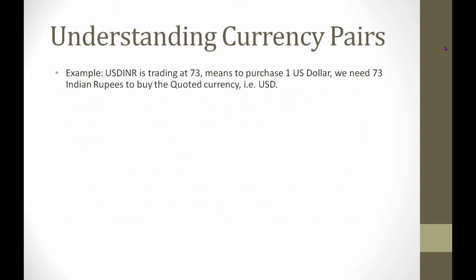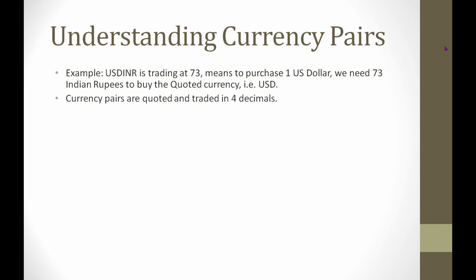So when we see the currency pairs, what does it mean? USD INR, when we hear it is trading at 73, what it actually means is that in order to purchase $1 we will need 73 Indian rupees. So typically the first currency, which is USD, is the base currency, and it is quoted in the currency that follows, which is the INR, the Indian rupee. So USD INR 73 means 1 USD is equal to 73 Indian rupees.